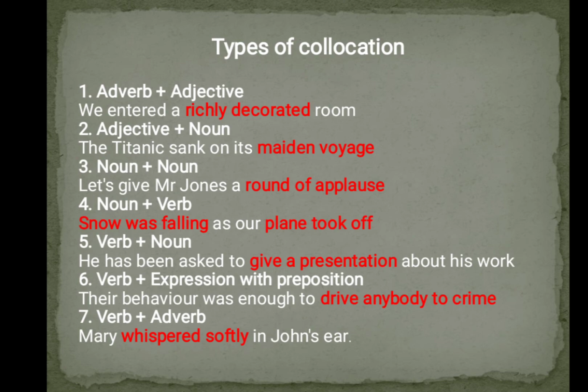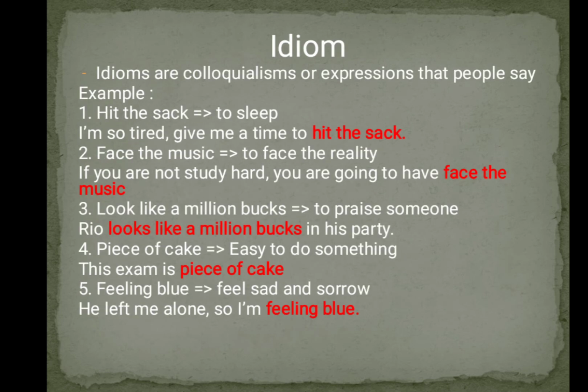Number 5 is verb plus noun. For example, he has been asked to give a presentation about his work. Number 6 is verb plus expression with preposition. For example, their behavior was enough to drive anybody to crime. And the last is verb plus adverb. For example, Mary whispered softly in John's ear.